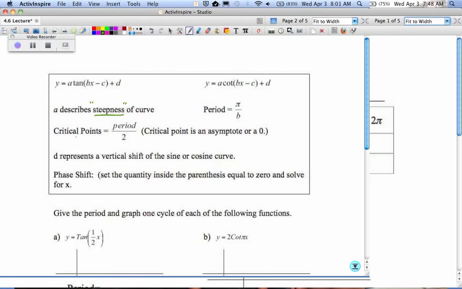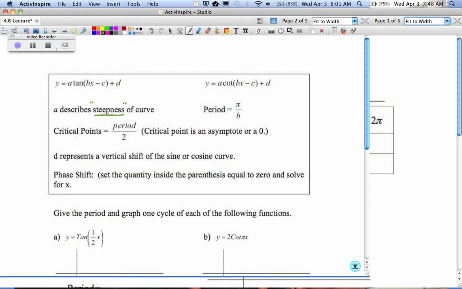I will never take an overlay of your tangent or cotangent to see if you made your S-shaped curve steep enough or not. I mean, if somebody offers you $1 million to be super exact, then yeah, we would worry about it. But we really don't worry about the steepness of the tangent or cotangent, and you'll see when we graph it in a little bit.